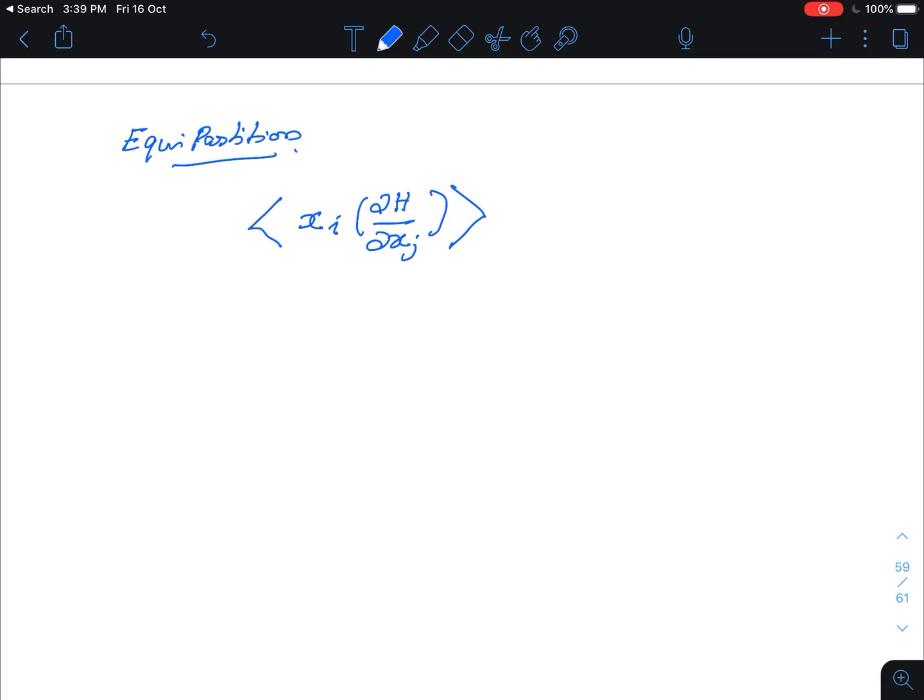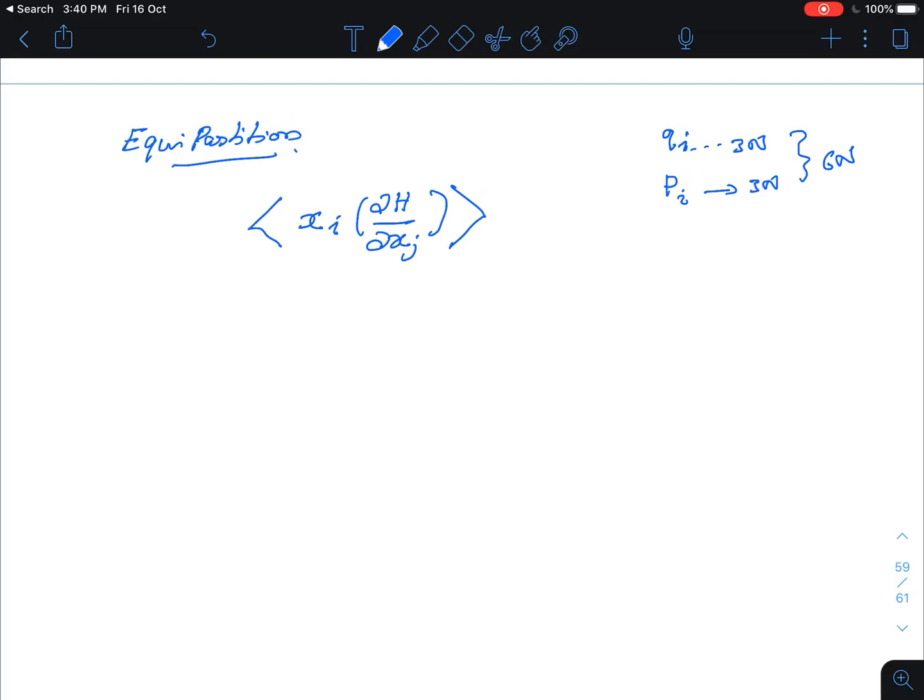ഏതൊക്കെയാ 6n generalized coordinates? We have all the q's up to 3n. We have all the p's up to 3n. So these are the 6n coordinates. ഇതിലെ ഏതുമാകാം xi യും xj. xi could be p3 and xj could be q24 and vice versa also. So it could be anything out of the 6n coordinates available. Okay, so clear?